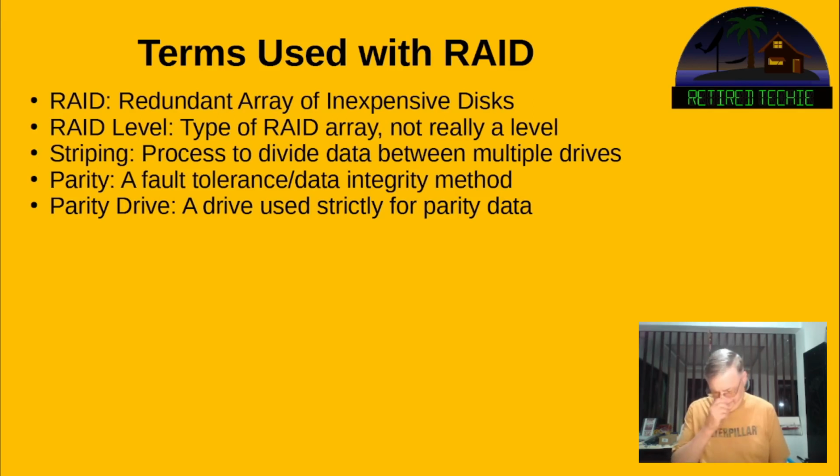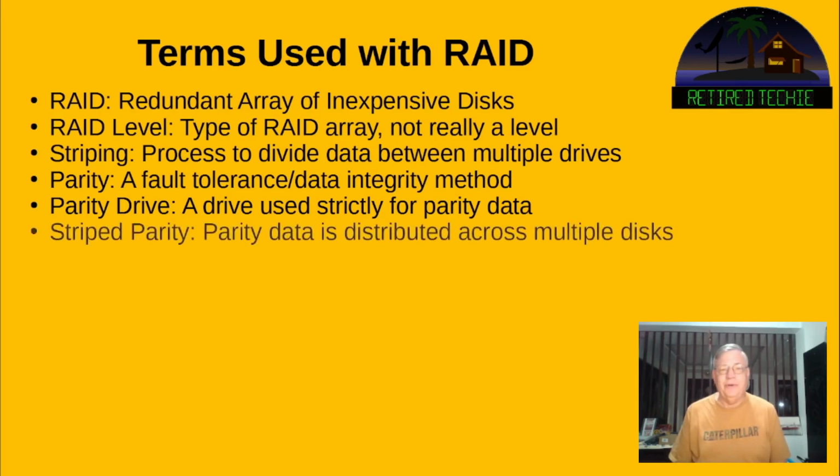Then there's stripe parity, where instead of having a single dedicated parity disk, you can stripe your data across the disks along with your parity information also. And then again, same effect. If you lose a disk, you can recover that disk by inserting a new one, using both the parity data and the existing remaining data.